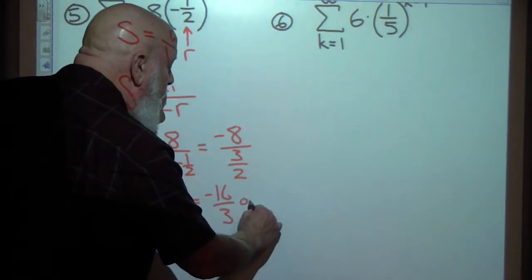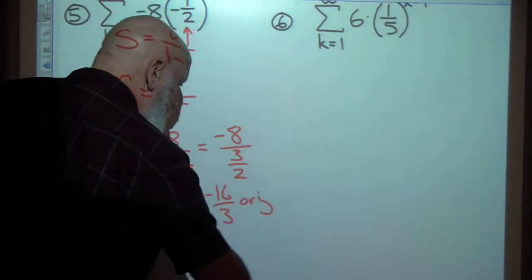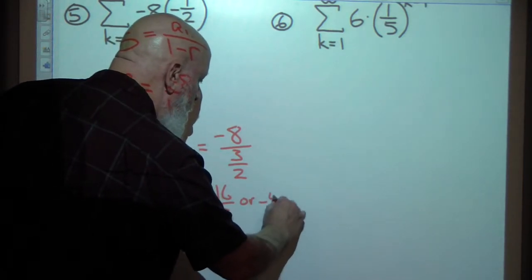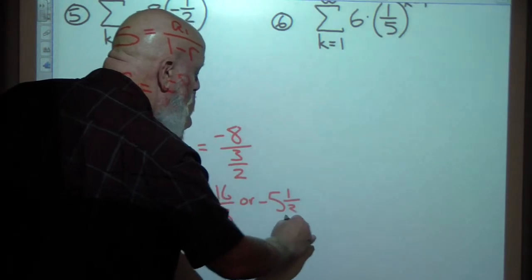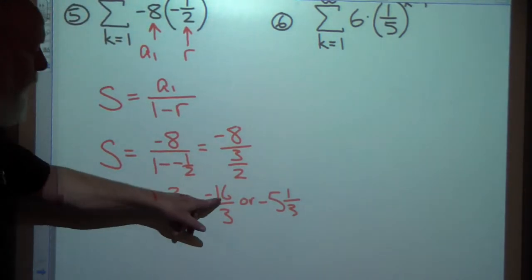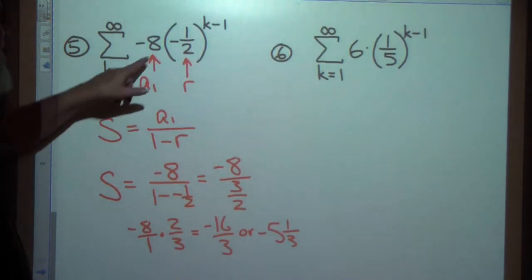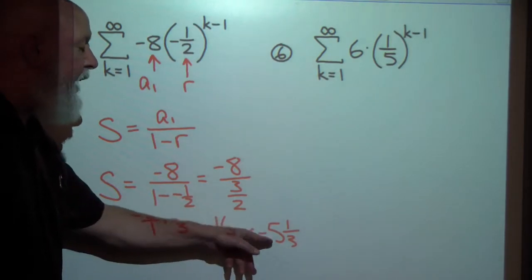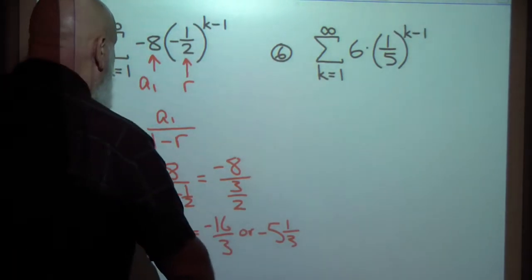And we can think of that: 3 goes into 16 5 times with a remainder of 1. Whoops, I forgot my minus sign. So -5 and 1/3. Both of these have the exact same value. This infinite geometric series will add up to negative 16 thirds, or you could think of it as negative 5 and 1/3. They're the same value. Okay.